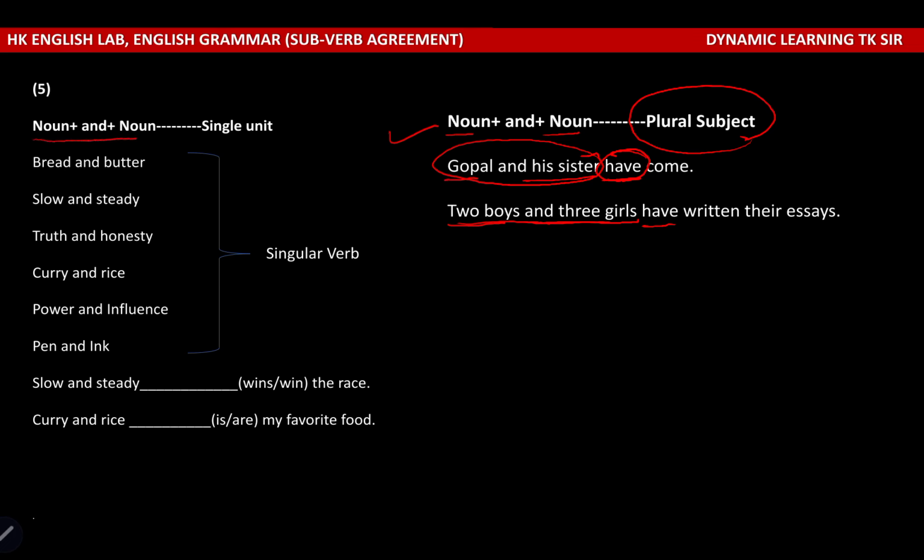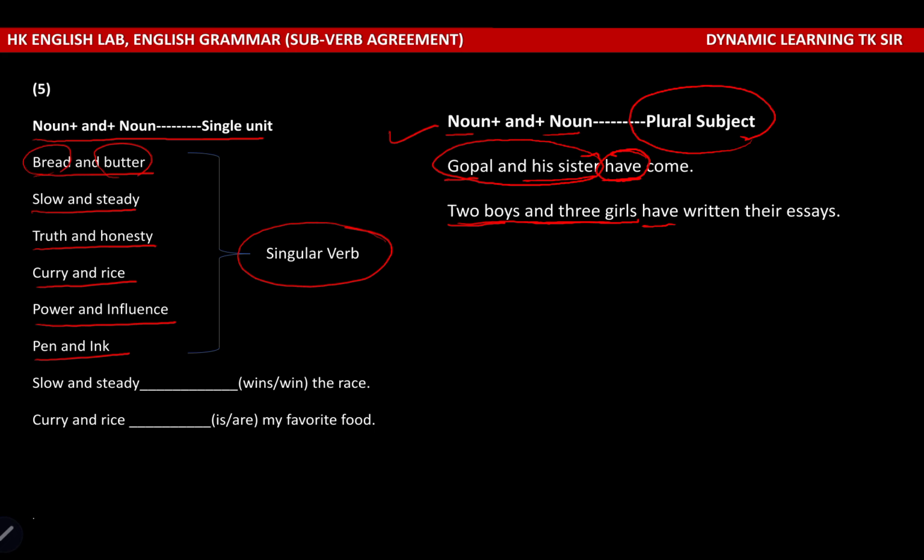But we have some nouns in our English which always come as a pair, like bread and butter, slow and steady, truth and honesty, curry and rice, power and influence, pen and ink. They always come in pairs and together they make one single unit. Even though they have two nouns like bread and butter, yet they are treated as a single unit and always receive the singular verb. Got it? They may be compound nouns, but together they make one single sense. So that's why they always receive the singular verb.